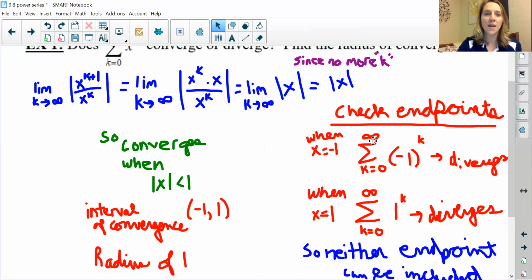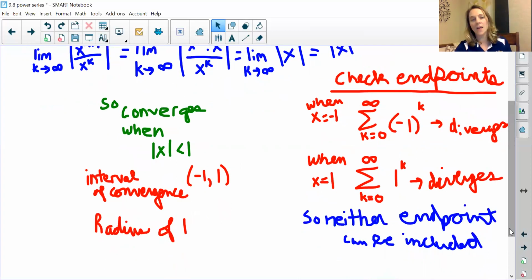And when we plug them into our original series, we see that it's going to diverge when we plug in -1. And if I plug in 1, well, that also is going to diverge. So since both of those diverge, neither endpoint can be included. And that's why we have the parenthesis, right, instead of that hard bracket. And so it's just between -1 and 1 and not including the endpoints. And so what is our radius? So what is the distance from the midpoint here? Well, the radius would be 1.